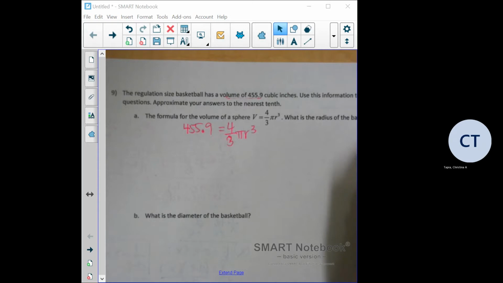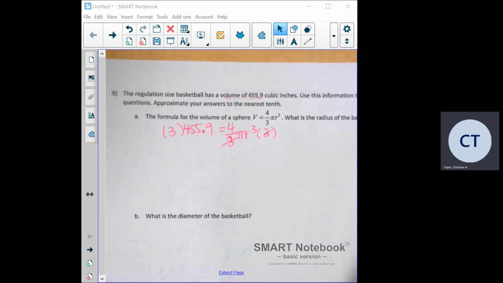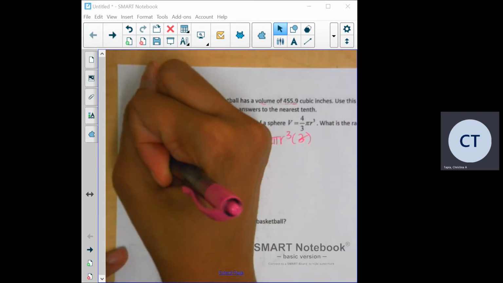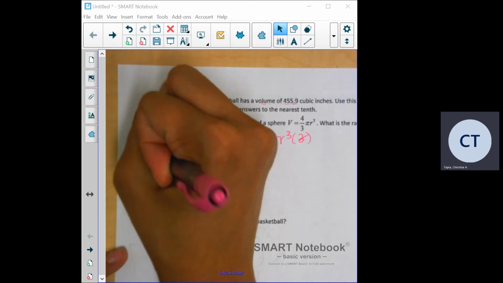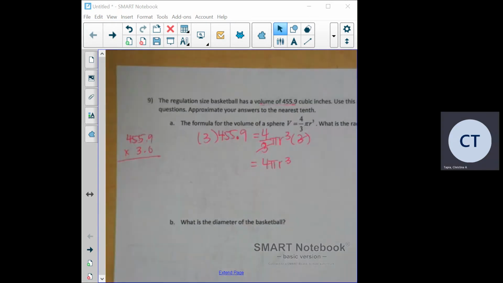Yes, sir. Let's multiply both sides by 3. Let's start off. Multiply both sides by 3. Remember, you don't have a calculator with you, so over here to the side, multiply 455.9 times 3.0. Don't worry, I'll wait. Multiply that out. Tell me what you get when you multiply it. What'd you get?